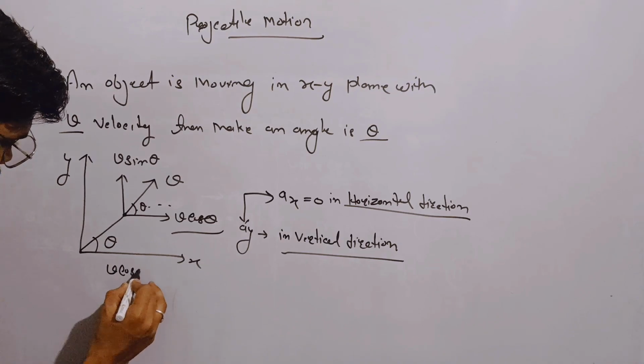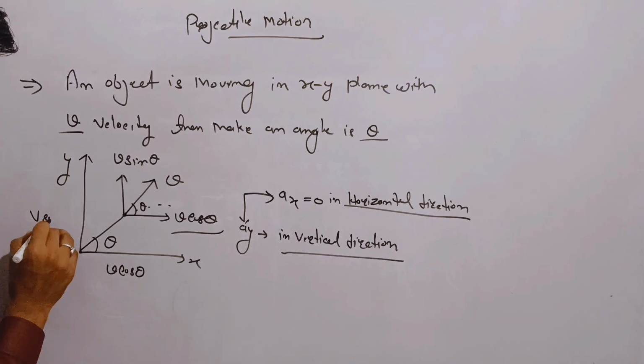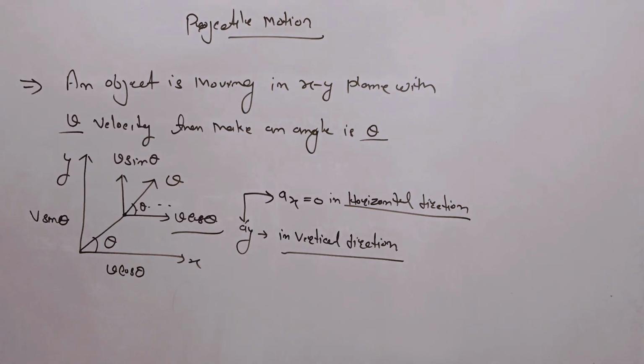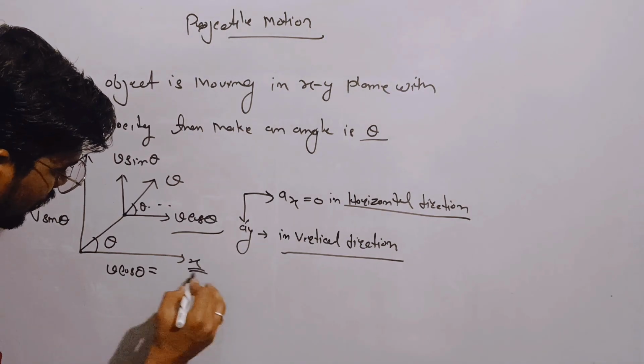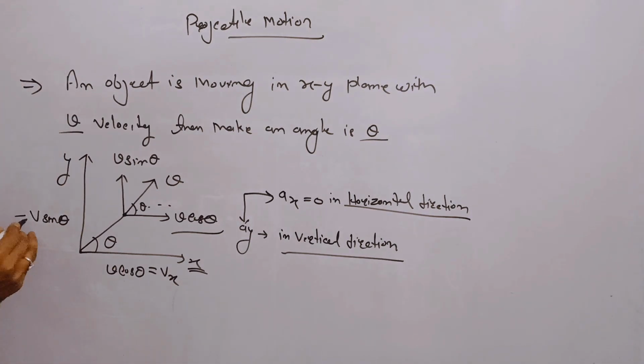Okay, so this is v cos theta, this is v sin theta, and this is the x direction, with velocity vx, and the y direction with velocity vy.